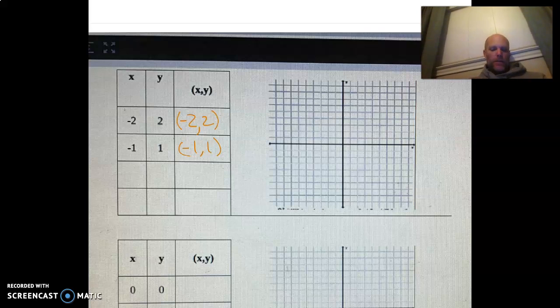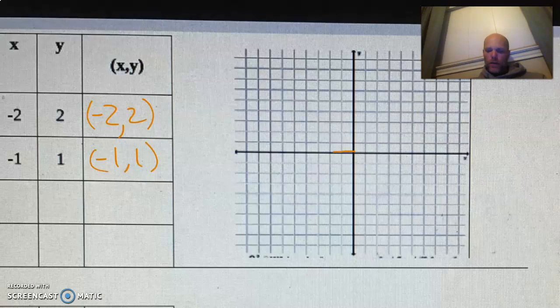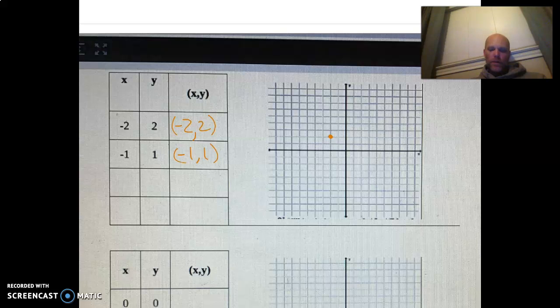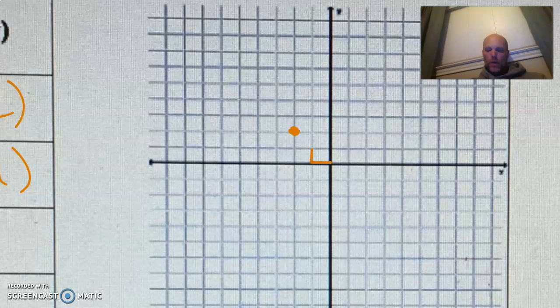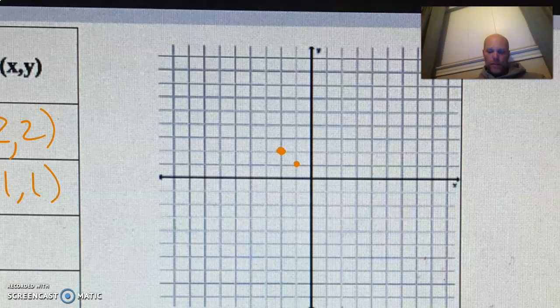Anyways, all right, so I'm going to plot -2, +2. There it is. Put that there. I'm going to plot -1, +1. Right there. Okay, so if I were to plot that line, I'm going to draw it sloppily right now. So that's the way that it's going to go. So it's going down.